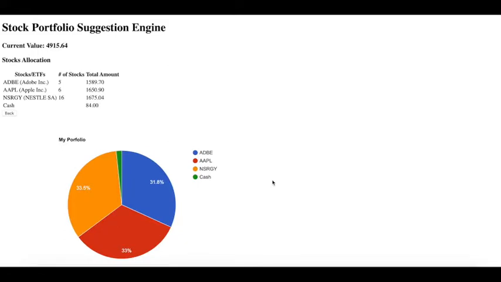So here we have our results of the 5,000 investment for the ethical investment strategy. For this investment strategy, we distribute the amount of investment into 3 stocks: Adobe, Apple, and Nestle. The investment and distribution strategy we use here is that first we distribute an even amount for the stocks we choose.